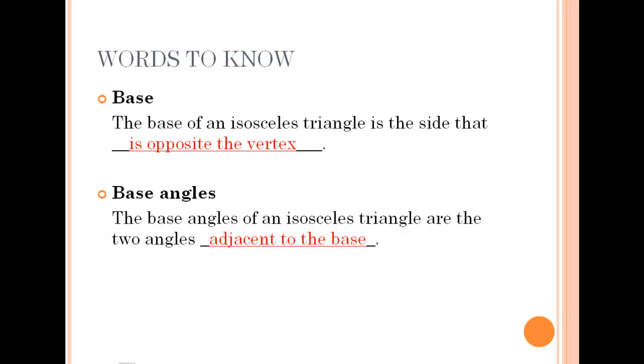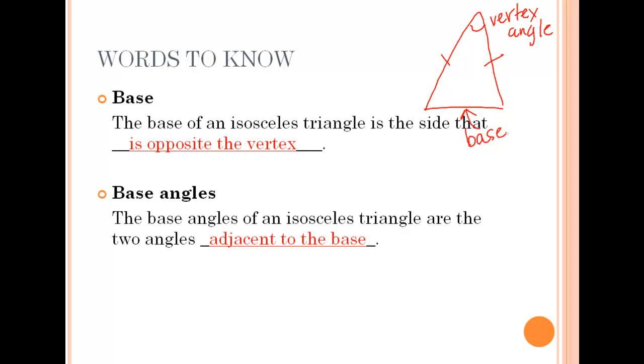Base. So the base of an isosceles triangle is the side that is opposite the vertex. I'm going to redraw my triangle here. Okay. There are my markings showing my legs are the same. Up here is your vertex angle. So this other side down here, opposite my vertex angle, is my base.